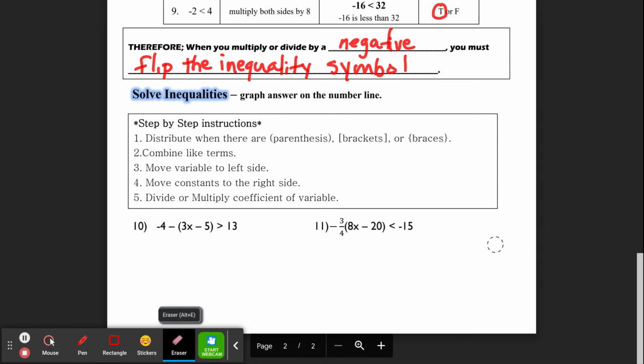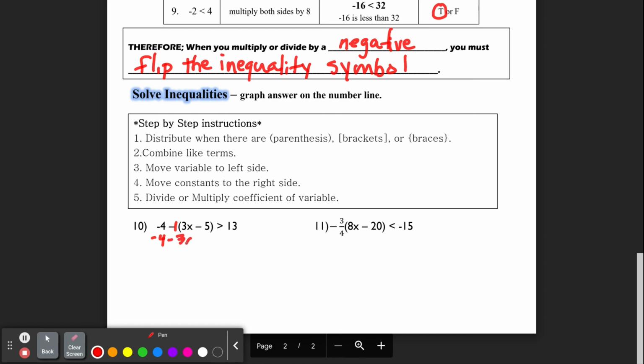So on problem 10, this will be negative 4 minus, this is like a negative 1. You can treat that as your distributor. So negative 1 times 3x is negative 3x. Negative 1 times negative 5 is positive 5, which will be greater than 13. Then you can combine the like terms. So negative 4 plus 5 gives you 1. So 1 minus 3x is greater than 13.